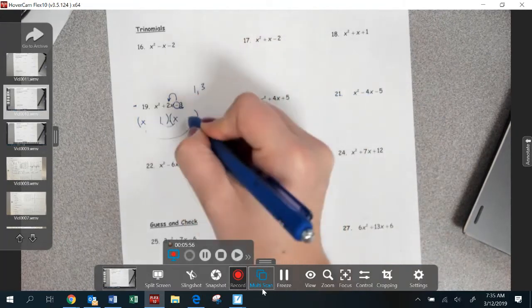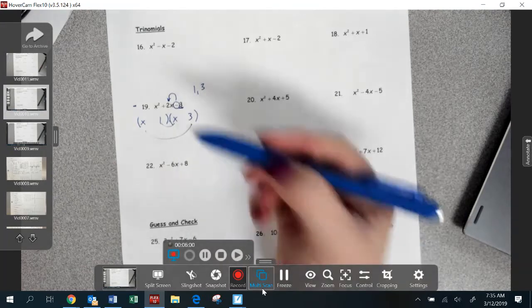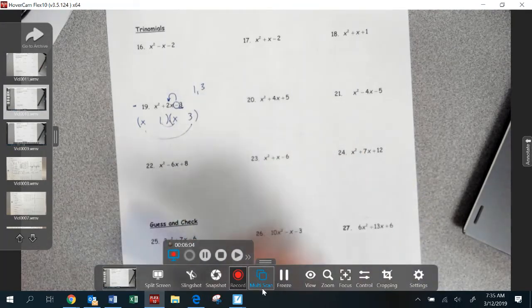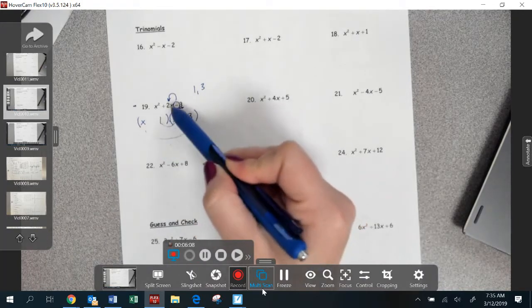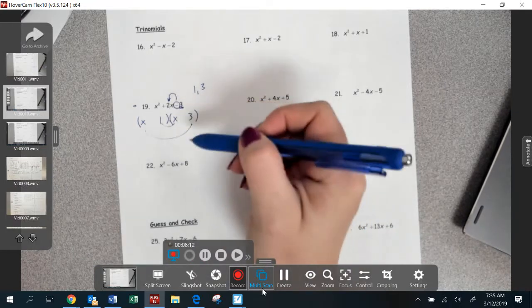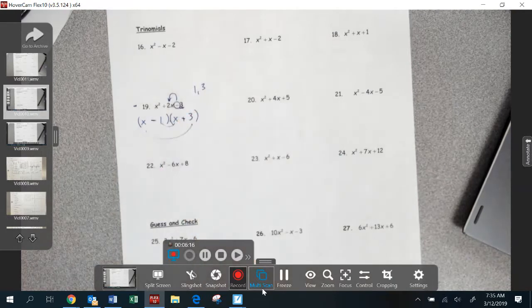So I'm going to place 1 and 3, since that's my only pair, into my parentheses. Sometimes we'll have multiple pairs. We'll have to test multiple pairs out here. Now, if I want these pairs, when I've multiplied my inside and outside, to add to 2x, I need to make sure that I have a positive 3x and a negative 1x.